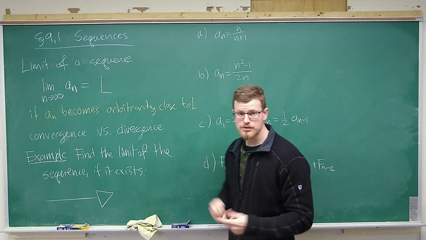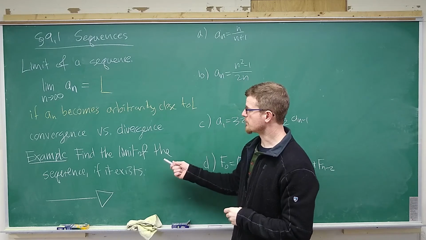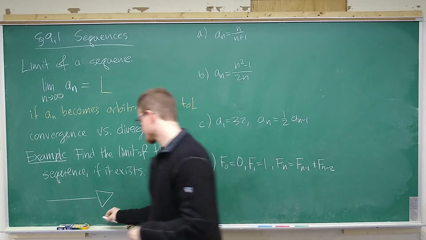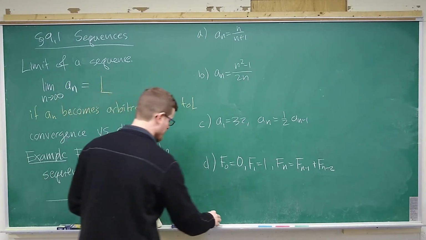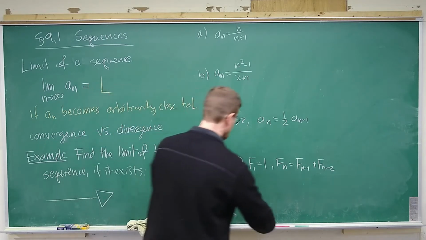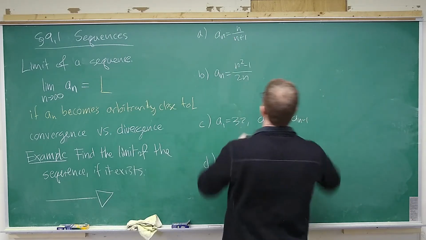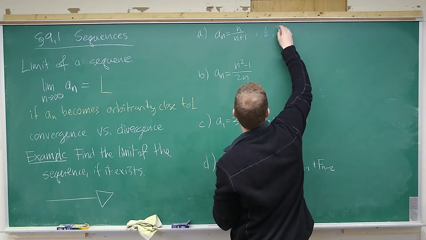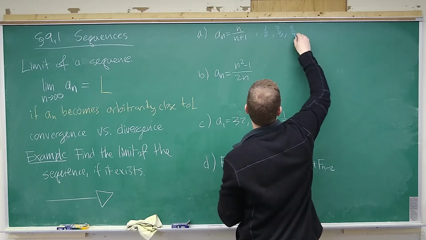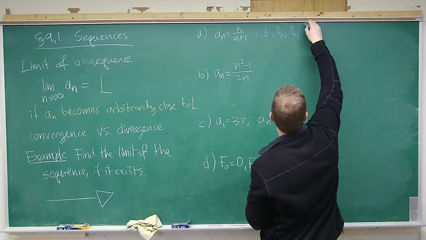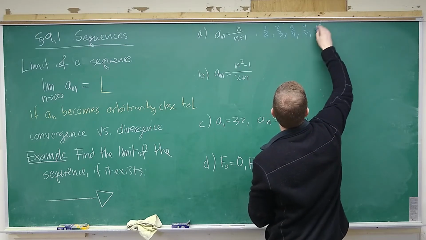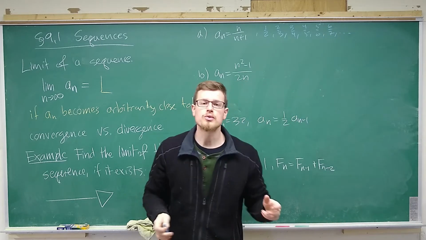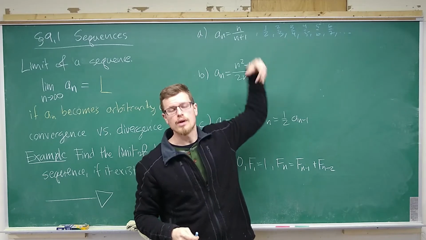So let's take a look at a few examples, the same examples we looked at in the previous video. But in this case, we want to find the limit of the sequence if the limit exists, and comment on whether the sequence converges or diverges. In the last video, we noticed that this sequence takes on the values 1/2, 2/3, 3/4, and we could continue on to see that it's 4/5, 5/6, 6/7, and so on.